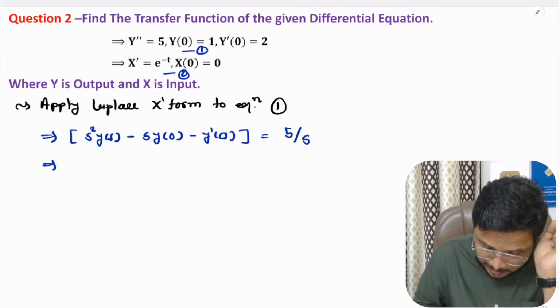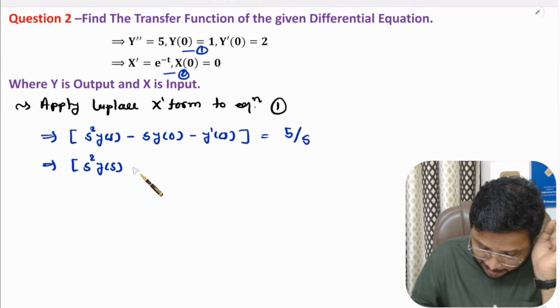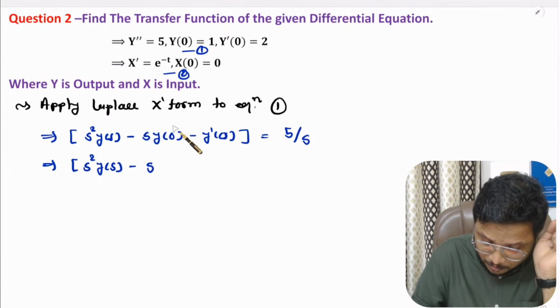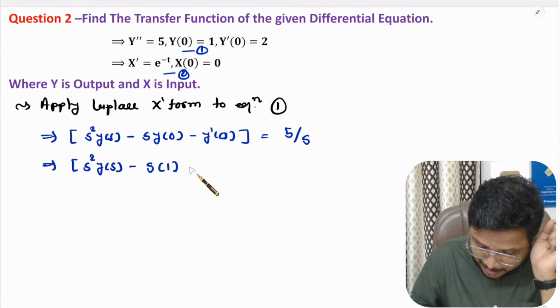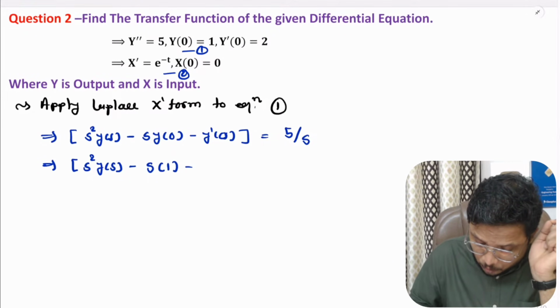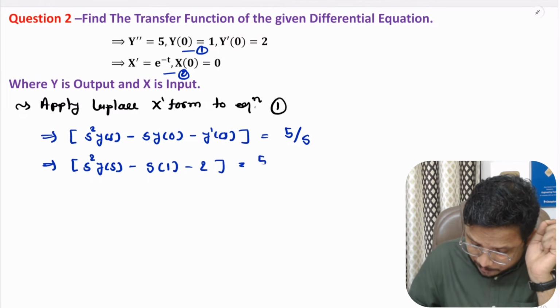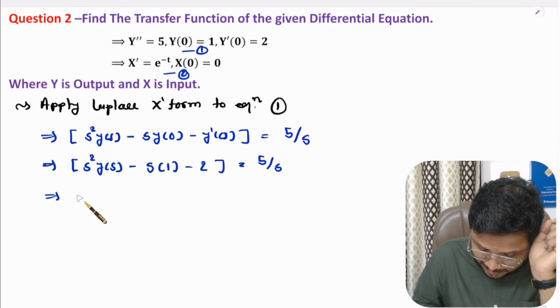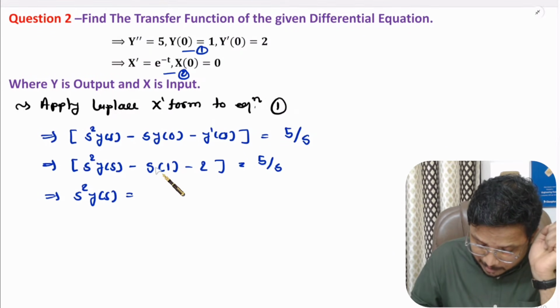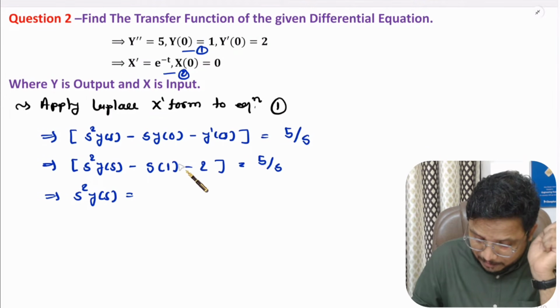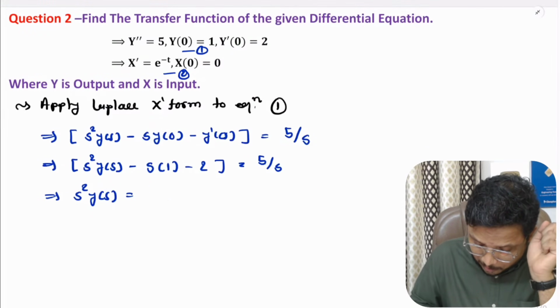So let us substitute those initial conditions. Here we have s square into Y of s minus s into y of 0, that is 1, and y dash of 0, that is 2. Right. Now we need to simplify this. Let us take s square into Y of s on one side, and the minus s minus 2 we need to take on the other side. So on the other side, phi by s plus s plus 2 will be there.